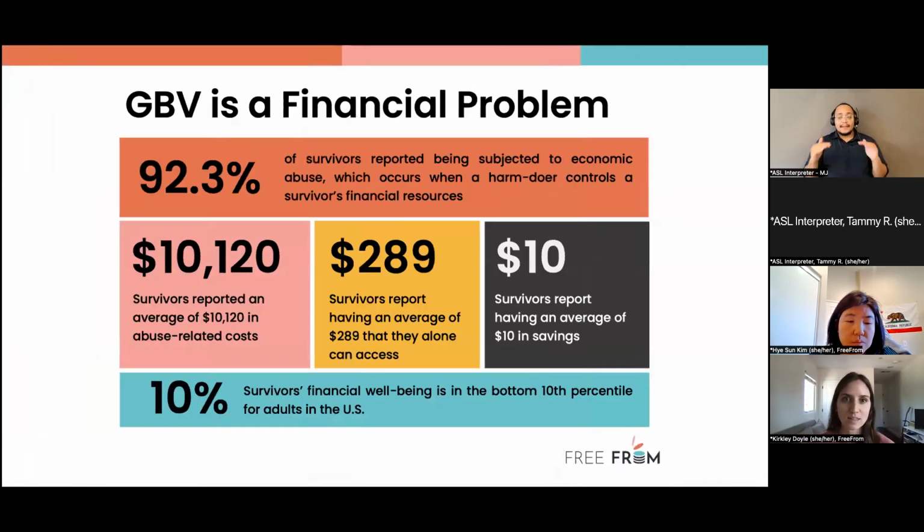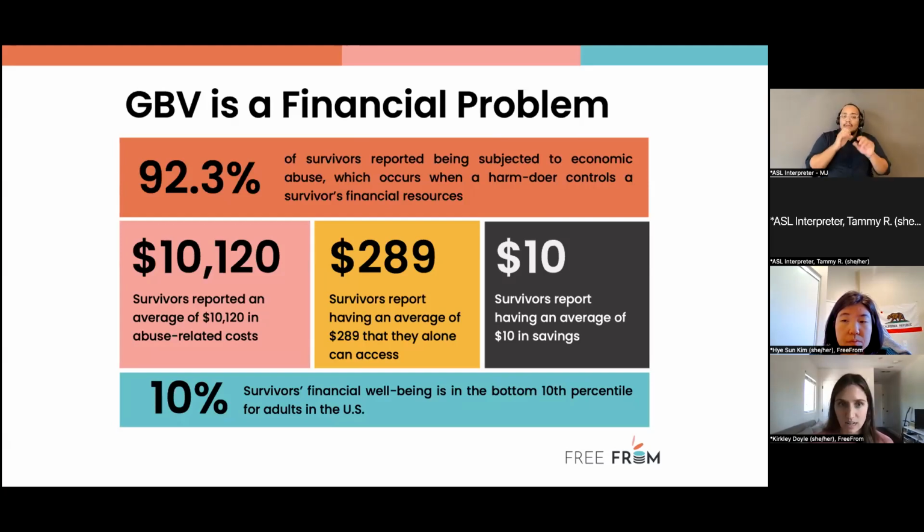Next slide, please. Okay, so now this slide helps get into some of the specific financial impacts of gender-based violence found in our sample. So 92.3% of survivors in our sample reported being subjected to economic abuse, which encompasses a lot of different things, but some examples are a harm doer incurring debt in a survivor's name without their knowledge or consent, or a harm doer disrupting a survivor's ability to earn income or pursue education.